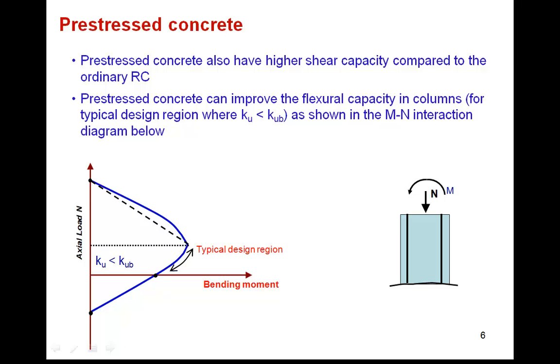Now there is another advantage of prestressing in concrete. It also improves the shear capacity compared to the ordinary reinforced concrete structures. And apart from that one, in prestressed concrete columns, the flexure capacity is higher than compared to the structure without prestressing. For example, this is the moment interaction curve, as you know, or we call it MN interaction curve.